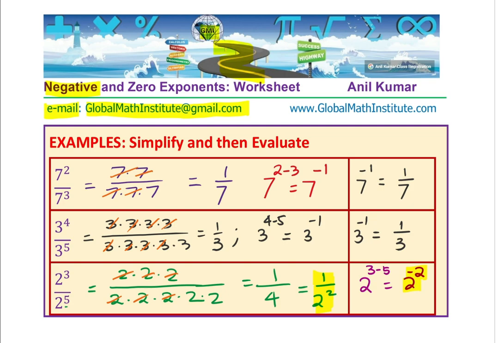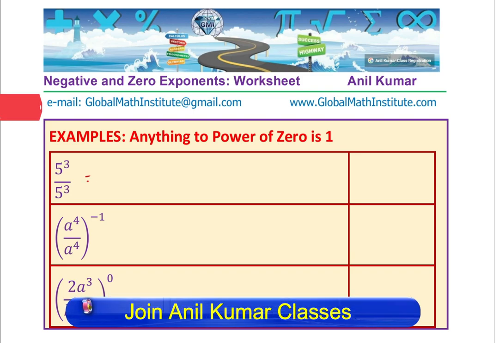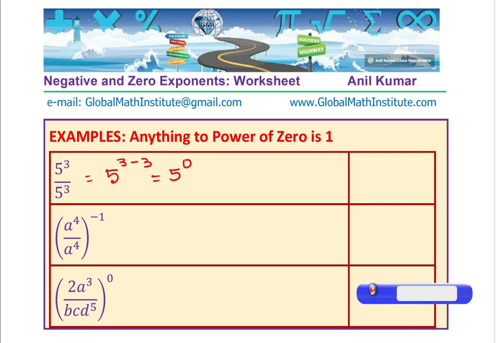A few more examples will help us understand better. So here is another set of examples. This time, let's work with 5 to the power of 3 and 5 to the power of 3. So when you divide, apply the rule. So 5 to the power of 3 minus 3 is 5 to the power of 0. Oh my God, I got 0 as an exponent. What does that mean? Okay, let's try to understand.